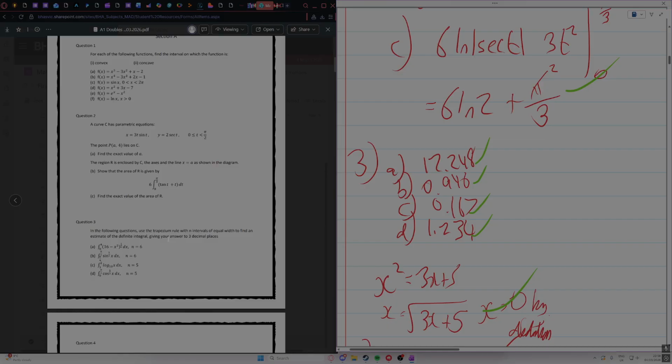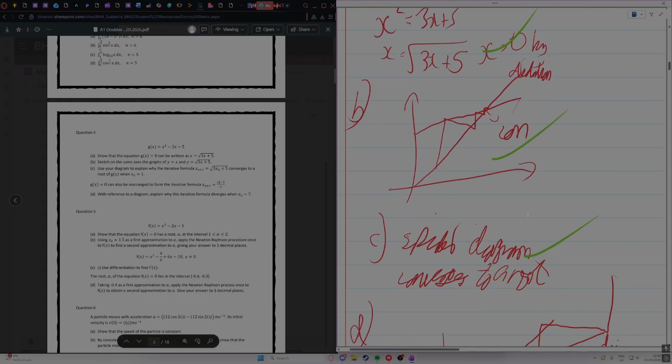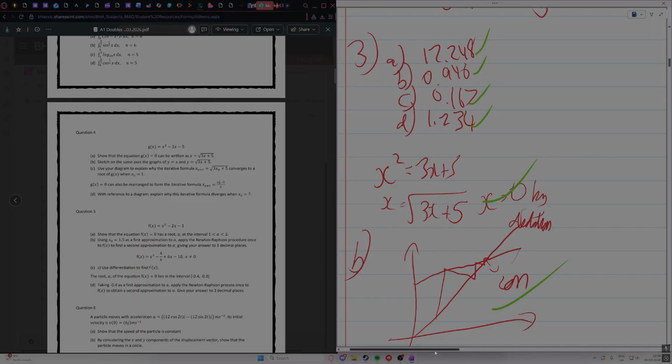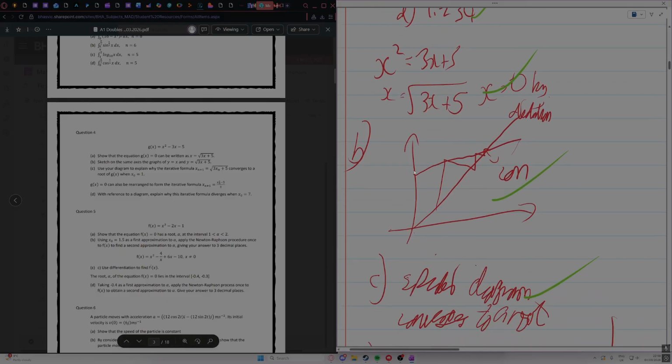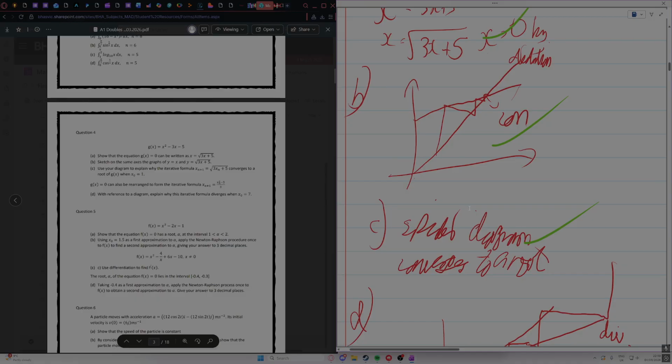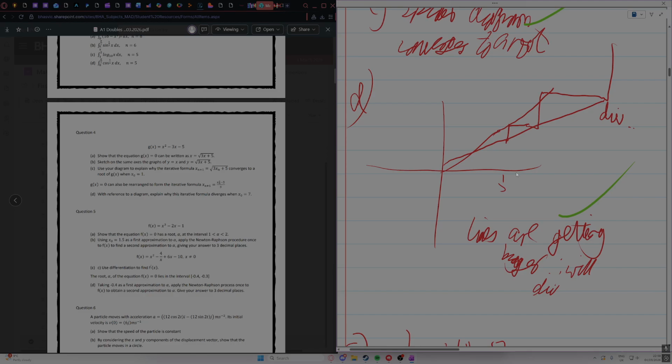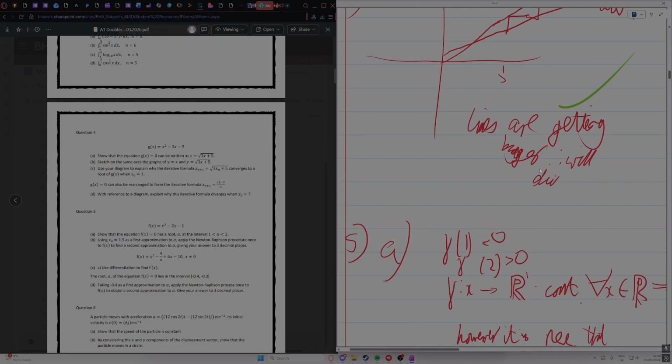Question 3. Just trapezium rule, you could literally just do it on your calculator. Question 4. Again, the iteration questions are quite nice because they're easy. So you can rearrange this, do your little spider diagram, and here, do the spider diagram again, and then there's your answer.